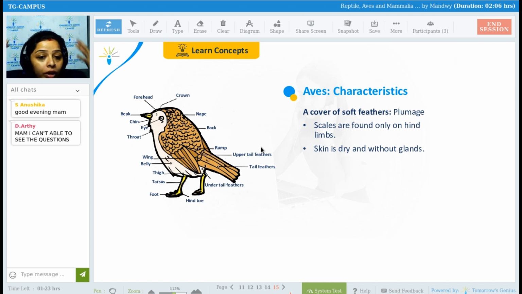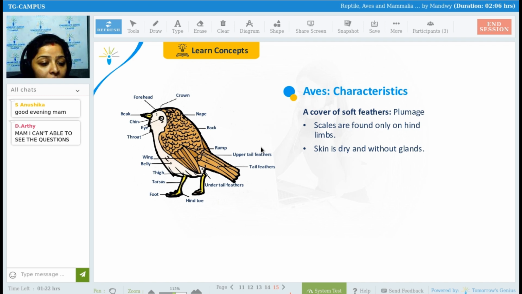Now let's see the outer covering. The whole body is covered by soft feathers. When we say the whole body is covered by soft feathers, we are talking about plumage. The whole body covered by soft feathers is called plumage. Only the hind limbs are not covered by the plumage or soft feathers. The hind limbs are covered by scales.